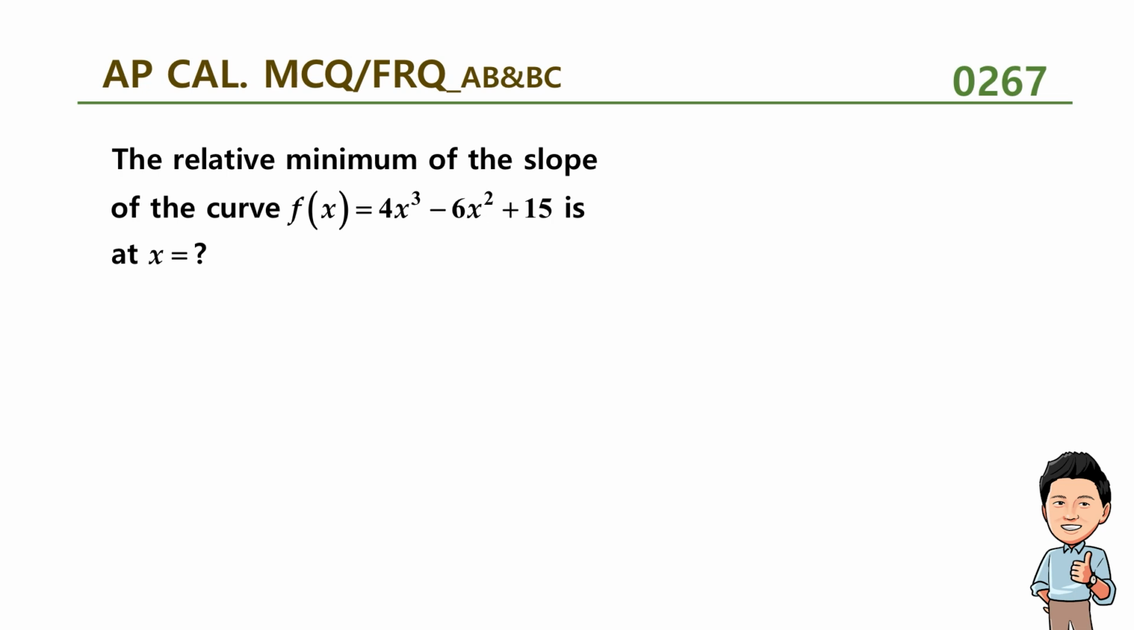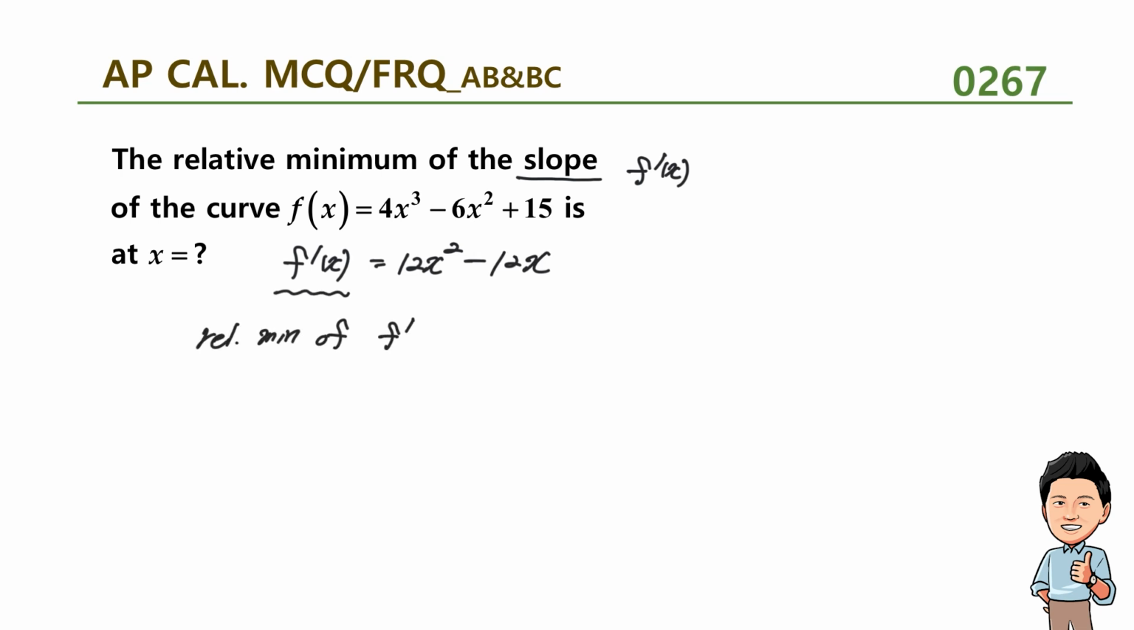Question 267. The relative minimum of the slope of the curve f of x is at what x value? That's the question, right? It is asking us to find the relative minimum of the slope. The slope of the curve of f is f prime, right? So slope is f prime. So we have to find the relative minimum of f prime. Here f prime is 12x squared minus 12x. So we have to find the relative minimum of this f prime.